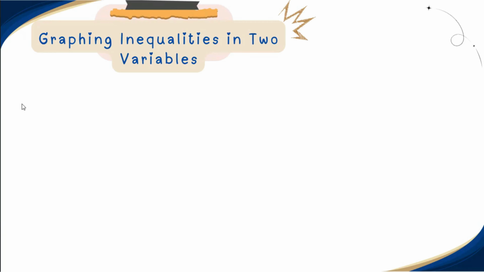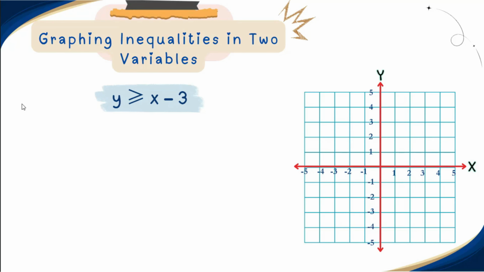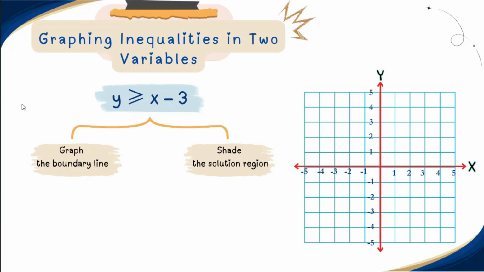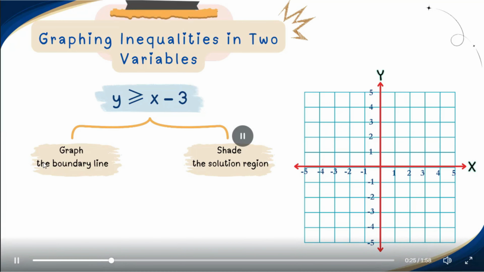Today we have a new lesson about graphing inequalities in two variables. For example, y is more than or equal to x minus 3. To graph this inequality, we should understand how to graph the boundary line and how to shade the solution region. To graph the boundary line, we should understand the difference between a sign with an equal and just a more than or less than sign.